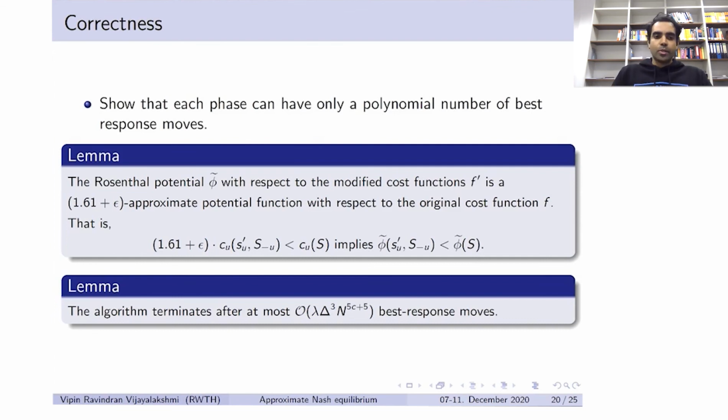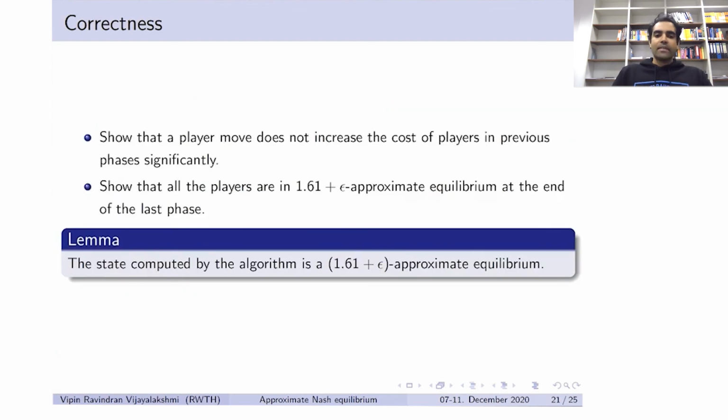Using this property, we can show that in any given phase, there are at most polynomially many best response moves, and hence the algorithm terminates after polynomially many best response moves. The next thing that we have to show is that every time a player makes a best response, by either a 1.61 plus epsilon move or a 1 plus epsilon move in any given phase i, it does not increase the cost of players who took part in the previous phase significantly. So using this property, we can show that at the end of the game, all the players are in a 1.61 plus epsilon approximate equilibrium.